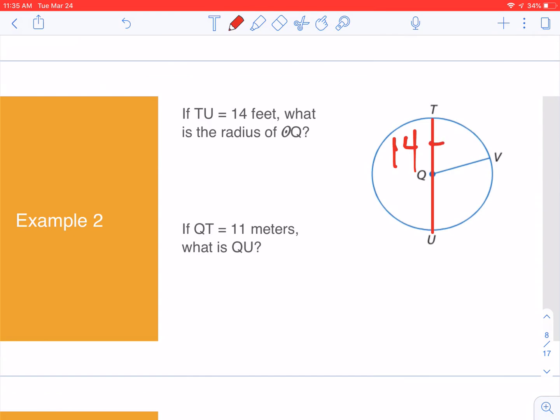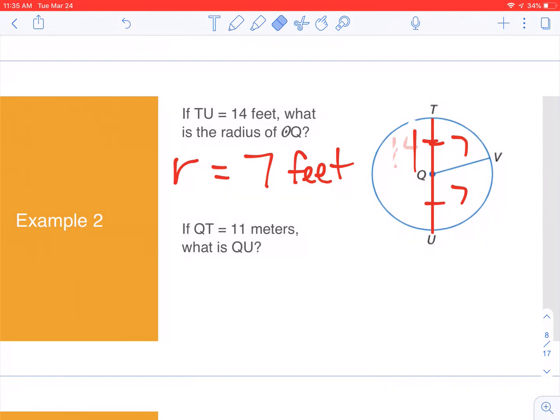Well, I know both of these are congruent, right? All lines that touch the center are congruent. And what I'm going to do is just take 14 divided by 2, and the radius is 7 feet. 7 plus 7 is 14. 7 and 7.